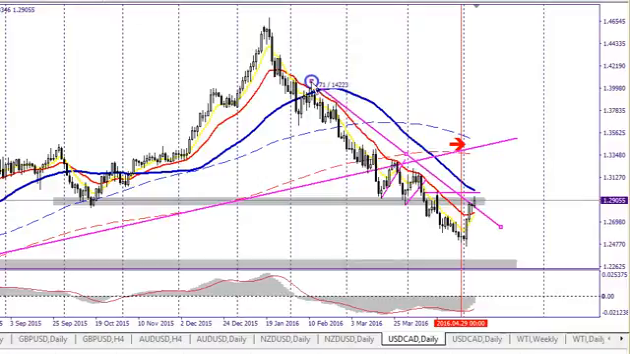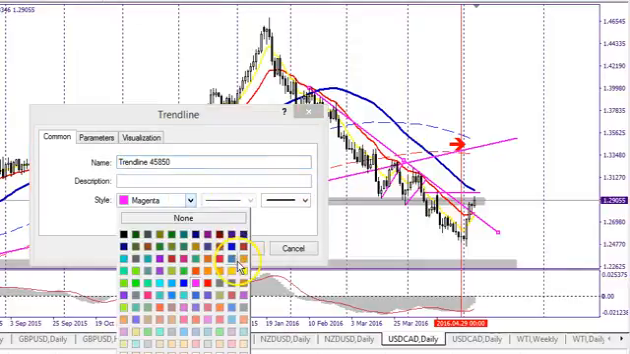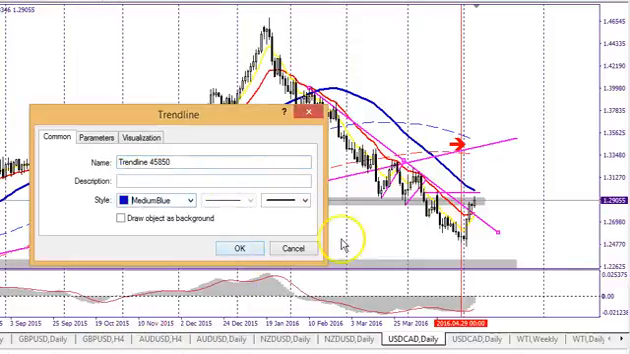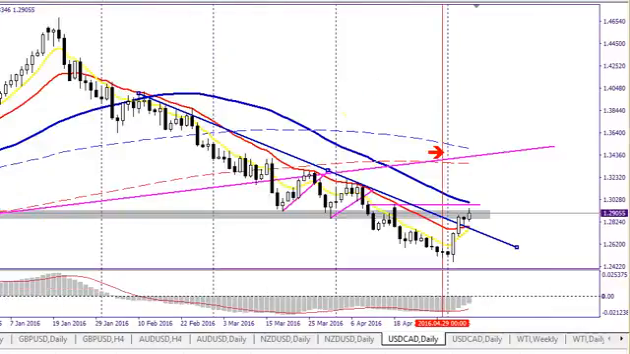Okay, let's do that. I'm drawing in a trend line right there. Let's change the color so you can see it really clearly. I'm going to change it to a blue so that you can see it very clearly. There's a blue line. Okay, do you see that trend line?